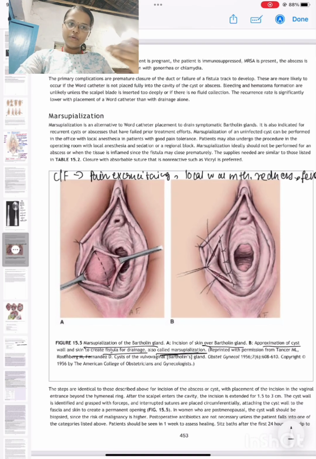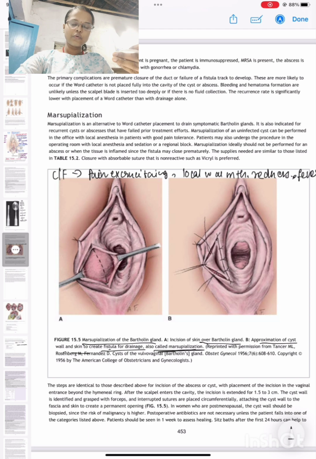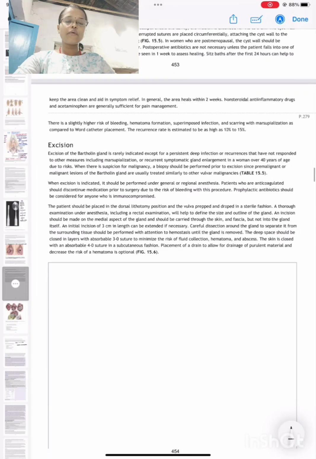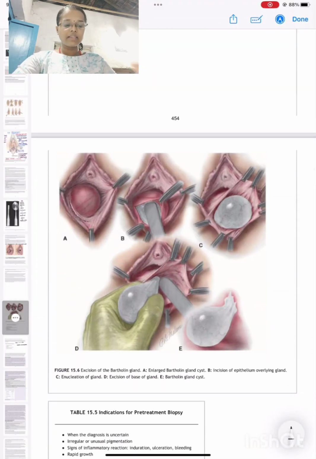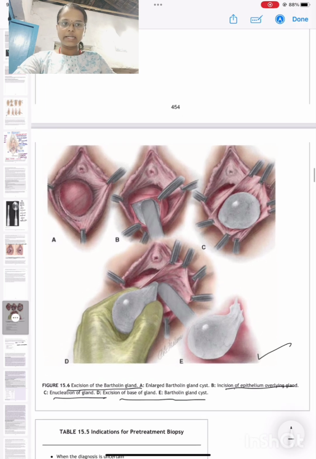So even after doing marsupialization, if it is still recurring, then whenever the patient presents with abscess, the first thing is to rule out immunocompromised conditions like HIV or diabetes; these patients are prone to recurrence. So when there is recurrence of Bartholin gland, what we prefer is excision of Bartholin gland. So there is an enlarged Bartholin gland. You give an incision of the epithelium overlying the gland, enucleation of the gland, and then excision of the base of the gland and Bartholin gland cyst. This is the diagram showing excision of Bartholin gland.